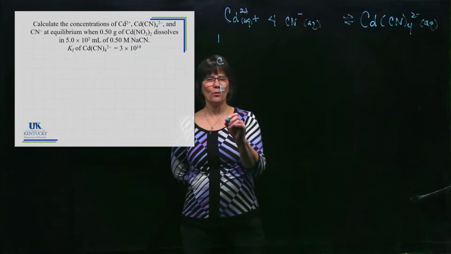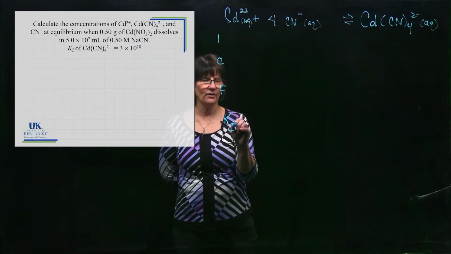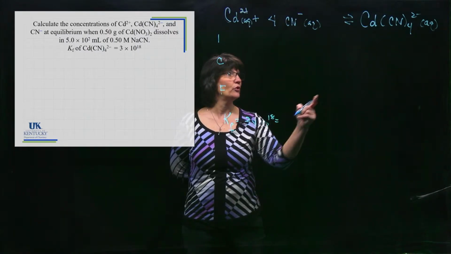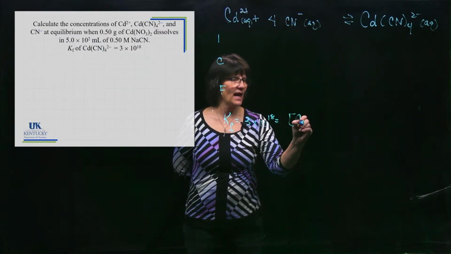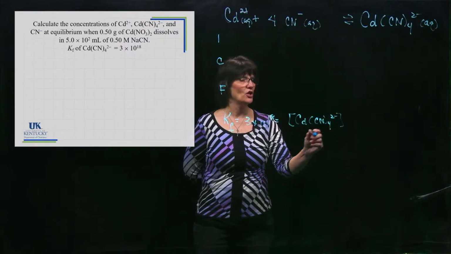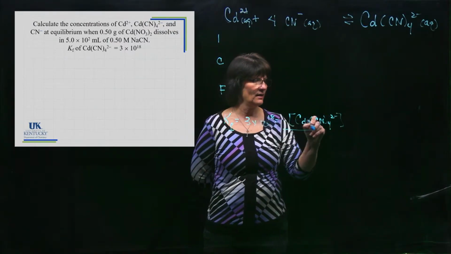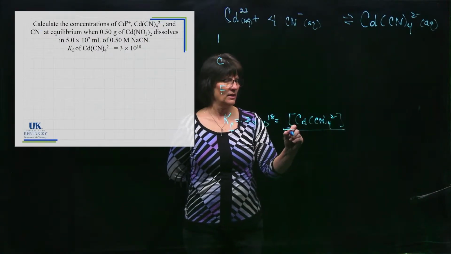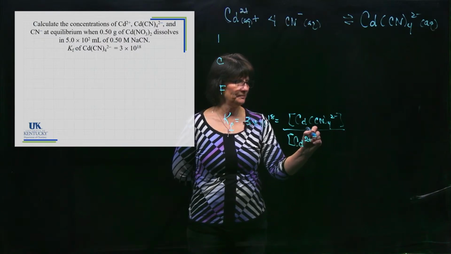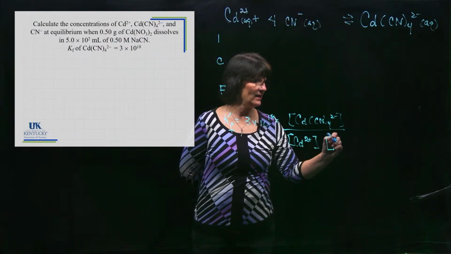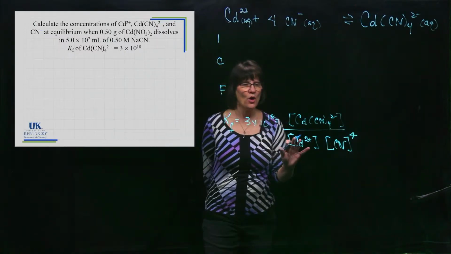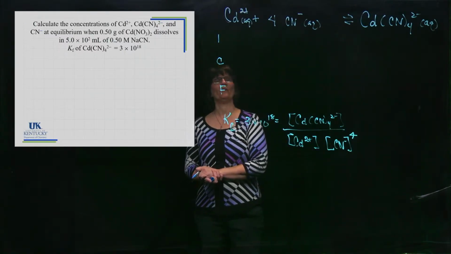Okay? Now we're going to write the expression, KF, which the value is 3 times 10 to the 18, is equal to the product, Cd(CN)4 with a 2- charge, over the reactants. Okay, the reactants are cadmium with a 2+ charge and cyanide minus raised to the 4th power. Okay, so there it is, ready for us to do eventually.